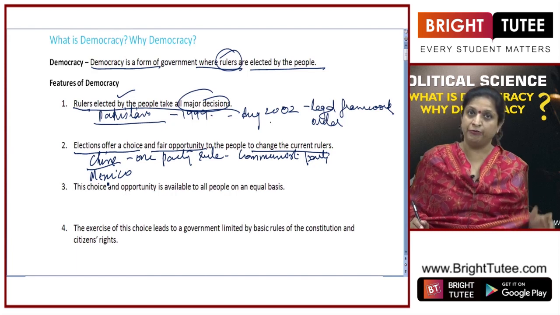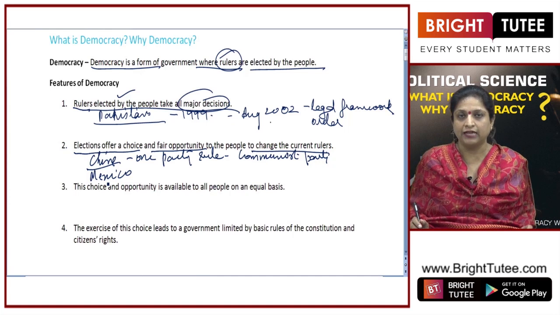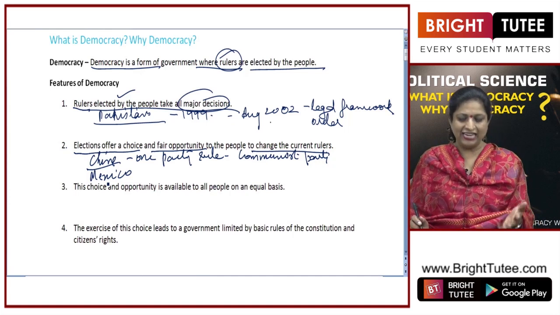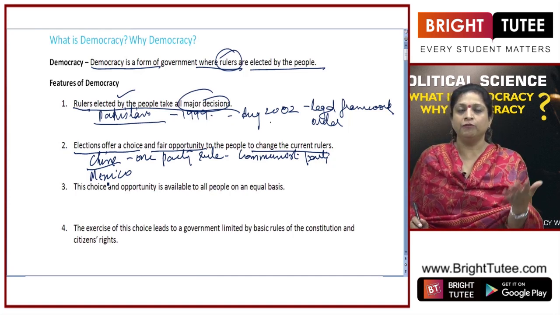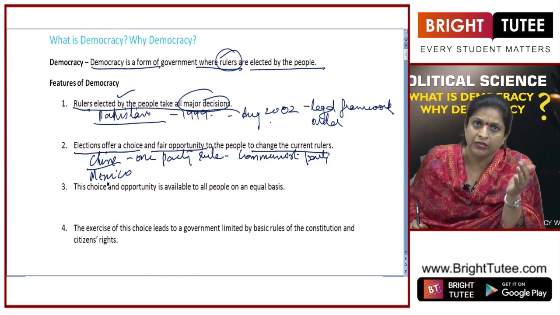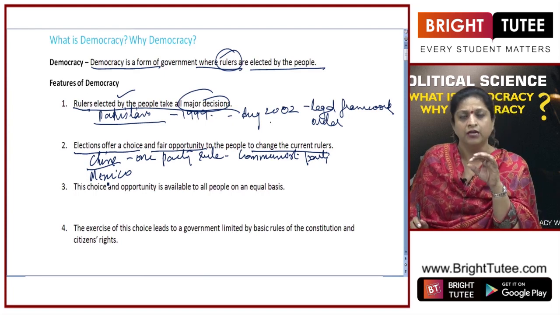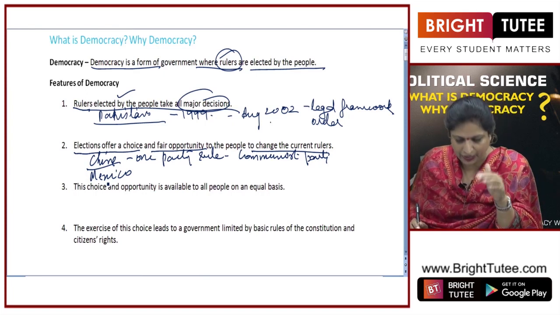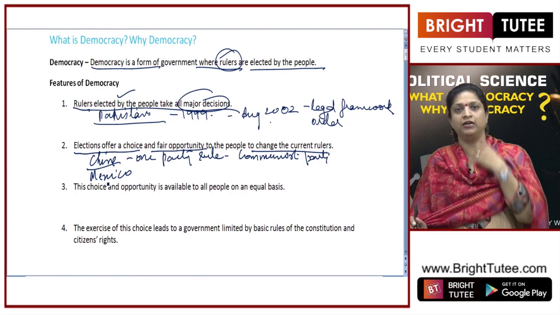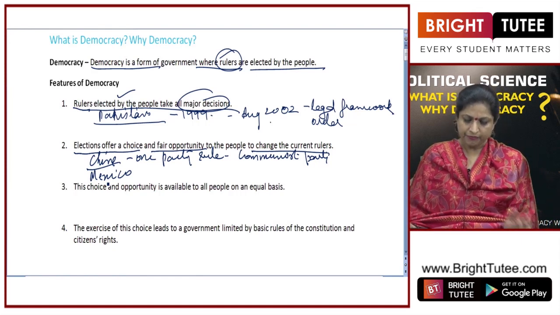But in China, because they are not offering any choice to the voters, we will not call that country a democratic country. And in Mexico, because the people are not being given a fair opportunity to change the current rulers, because the PRI party is not allowing the people to change them because of using dirty tricks, that is why we will not call these two countries democratic countries, China and Mexico.